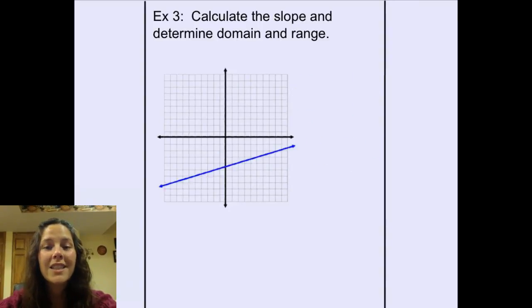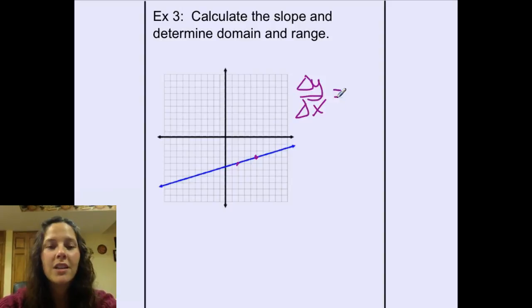Taking a look at this line, it's got a positive slope. I can tell because my line is rising from left to right. So I'm going to try to identify some nice coordinates. So I see a couple here. Calculating my slope, change in y over change in x, or rise over run. Drawing that triangle between those 2 points, I'm seeing a rise of 1 and a run of 3. So my slope is 1/3.